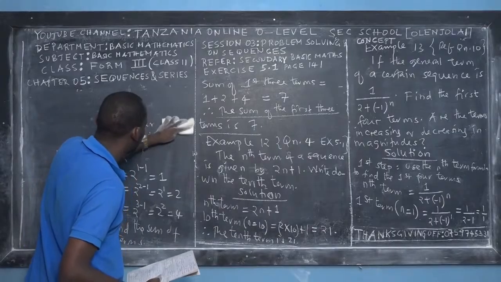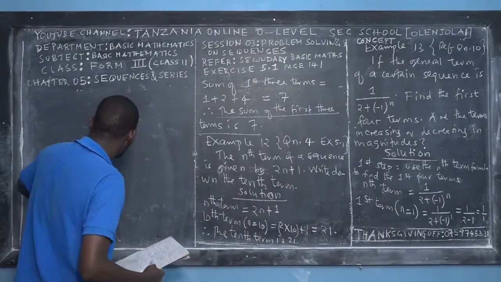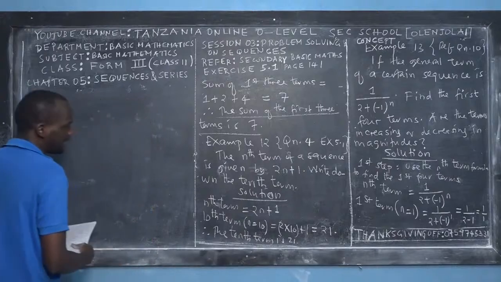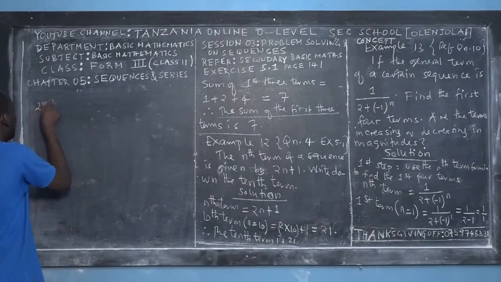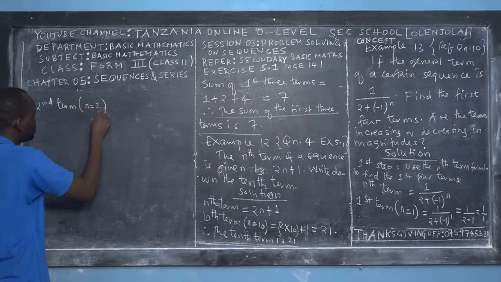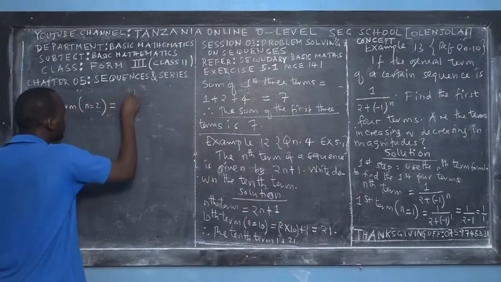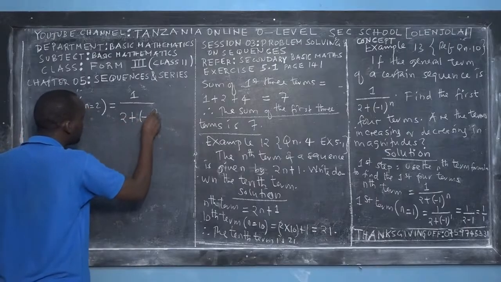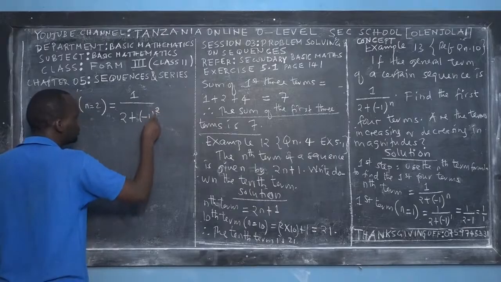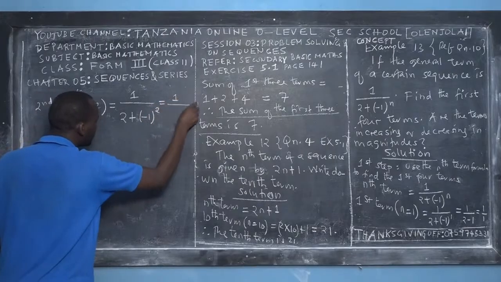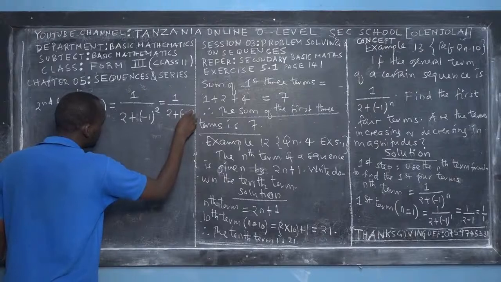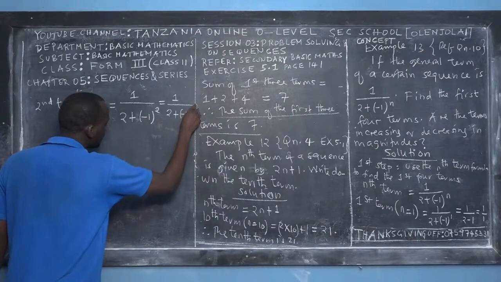What will be the second term? So you can pause the video. If you didn't have confidence, after determining the first term, you can pause the video and try yourself to find the second term. So when n is equal to 2, the nth term is 1 divided by 2 plus negative 1 power 2. So with this operation, we have 1 over 2 plus what? Negative 1 times negative 1.